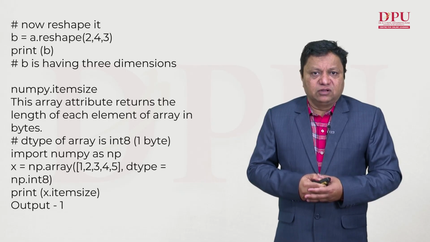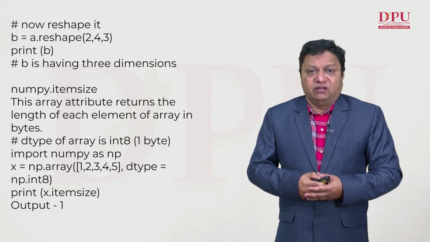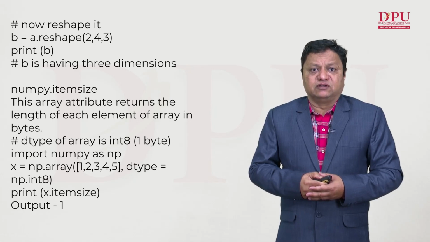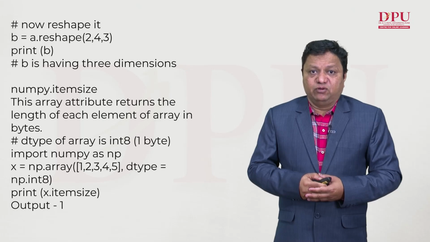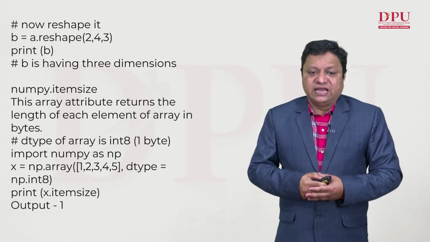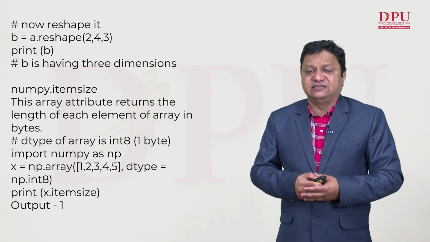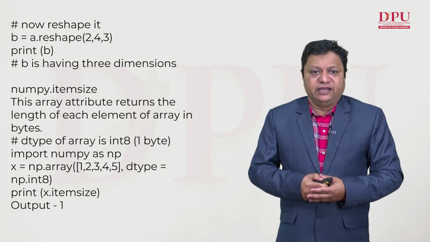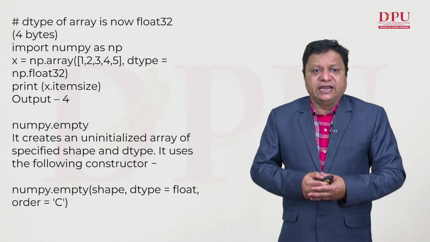If you want to find out the length of each item in terms of its memory occupation, I can use the attribute itemsize with the object of the array, like x.itemsize. x is the name of the array and itemsize is the attribute of the ndarray. So these are the different attributes that I can use with the ndarray.